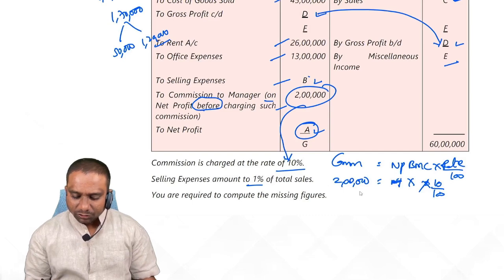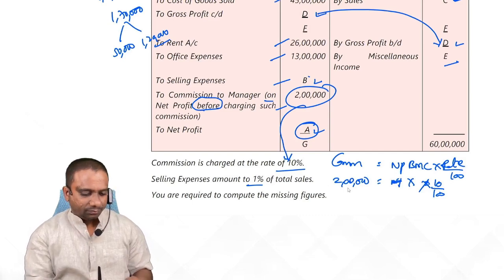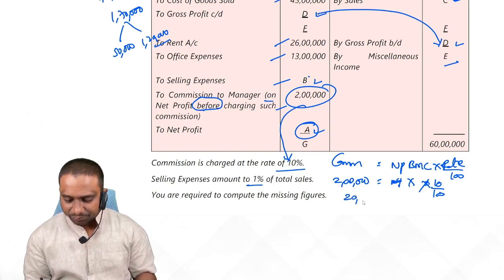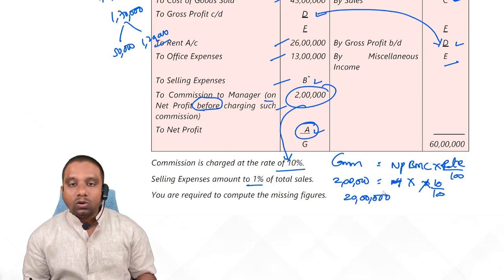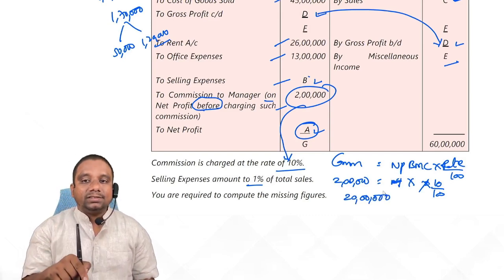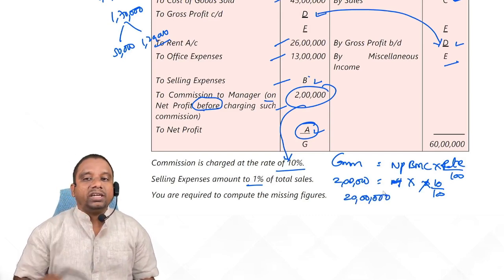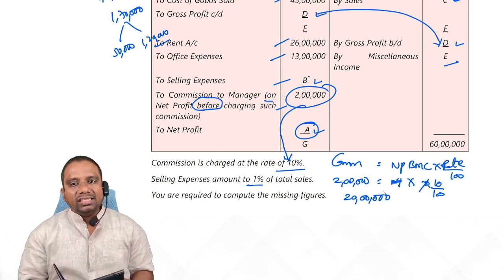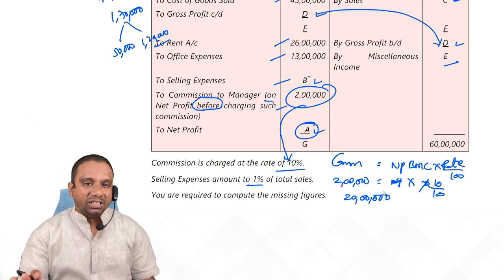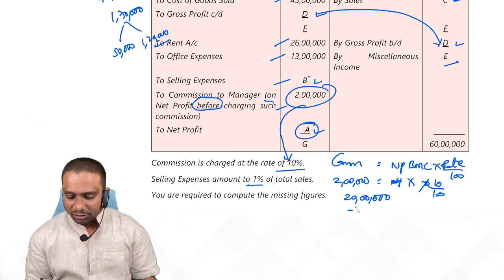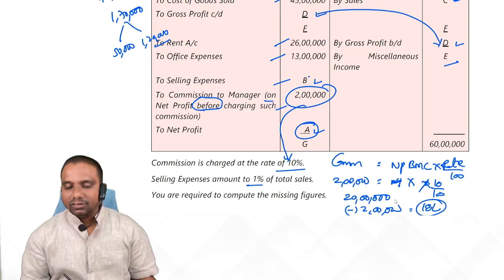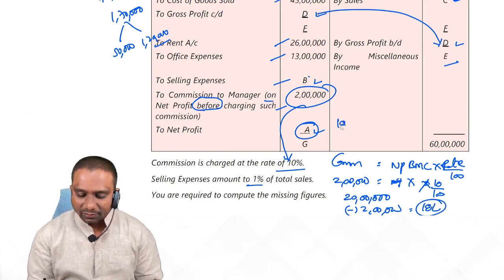Okay, now how much? Simply 2 lakhs into 100 by 10. It is simply 20 lakhs. 20 lakhs is net profit before manager commission. Now, deduct commission, 2 lakhs now. So, what is your net profit? 18 lakh. This is answer A, 18 lakh.